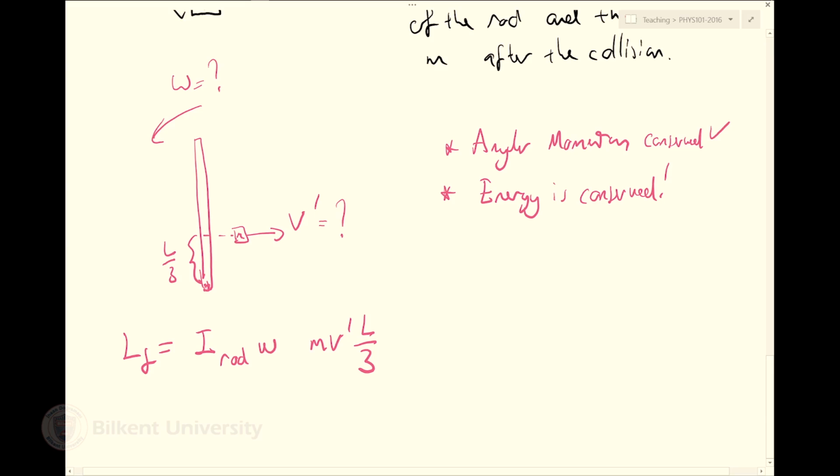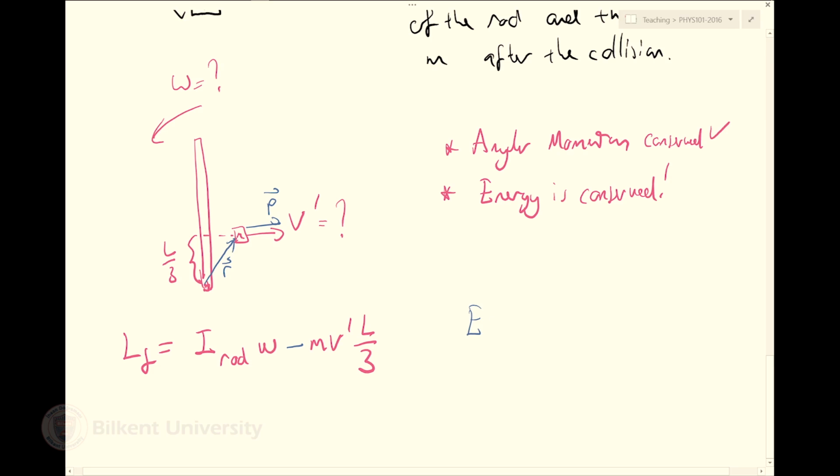It's a rotation. If you want, let's do R cross P here. This is R. This is P. If I do R cross P, it's into the system, which actually tells me it's a clockwise angular momentum. So I rod times omega was counterclockwise. mv prime L over 3 is clockwise, which means I should put a minus sign between them.